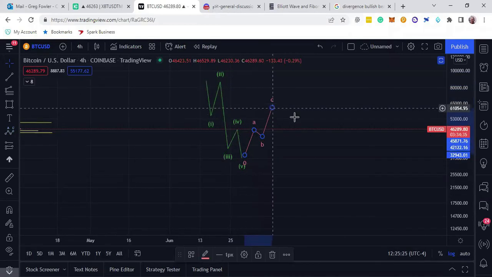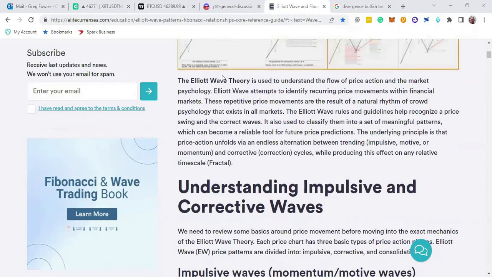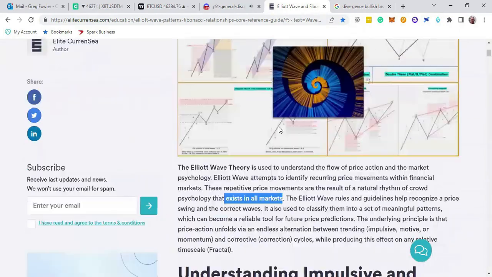I put information in the chat about a chart right here. Elliott Wave theory. This is a beautiful paragraph describing Elliott Wave theory. It's used to understand the flow of price action and market psychology. Important words. It attempts to identify recurring price movements within financial markets. These repetitive price movements are a result of a natural rhythm of crowd psychology, another important word, that exists in all markets. These Elliott Wave rules guide price swings, and the corrective waves help you to recognize that. So I'm not going to read all of that, but I put this in the chat. This is a good little area to get the basics of it also.